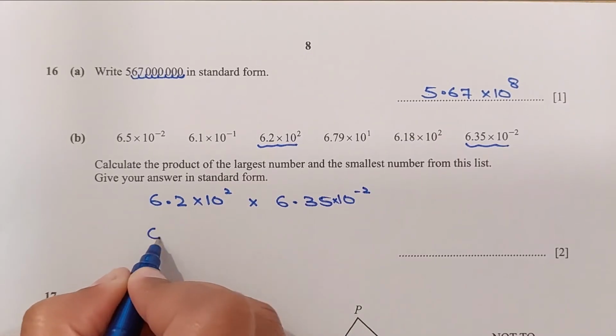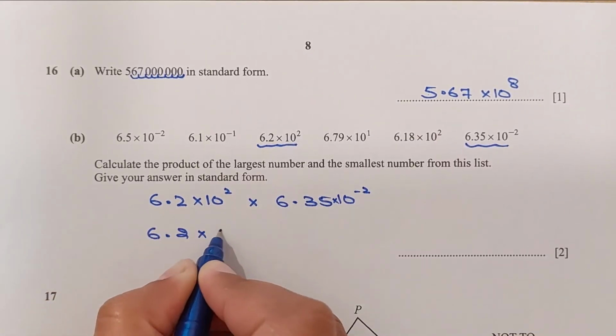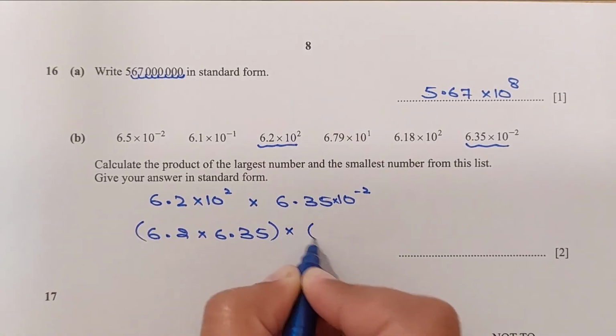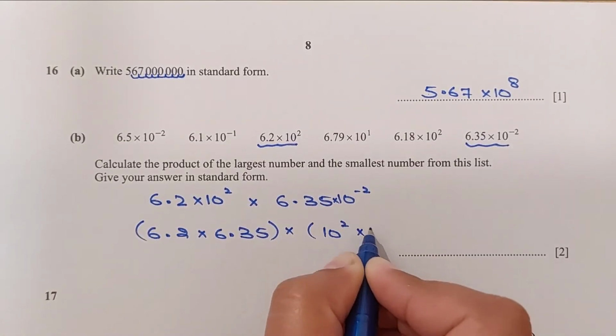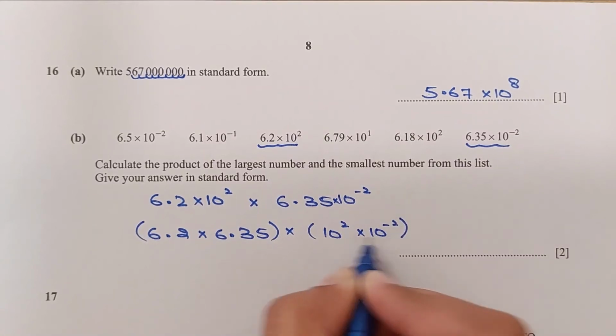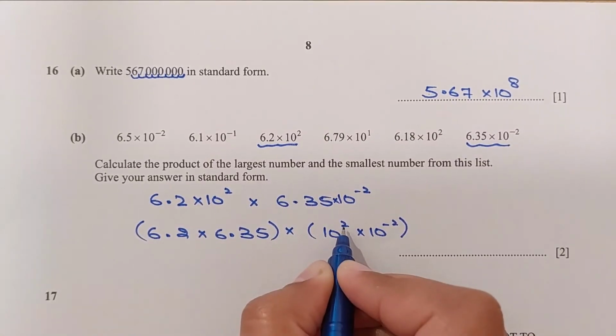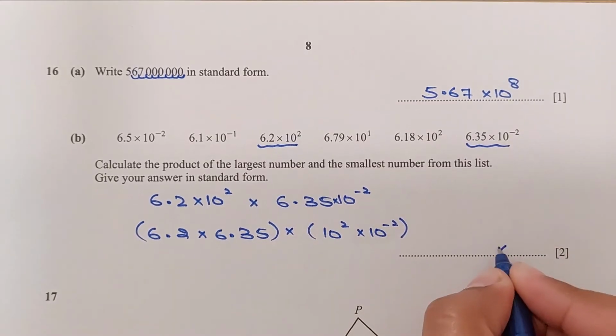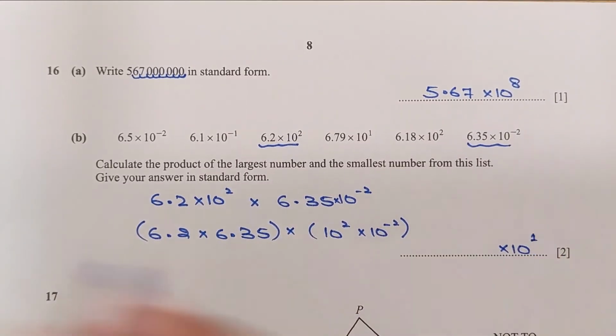Now doing the product, we have 6.2 multiplying with 6.35, and we have to multiply the powers. 10 power 2 is multiplying with 10 power minus 2. When the bases are the same, we add the powers. 2 minus 2 is 0, and 10 power 0 is just 1.